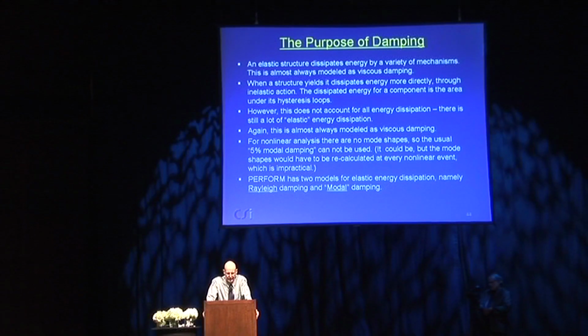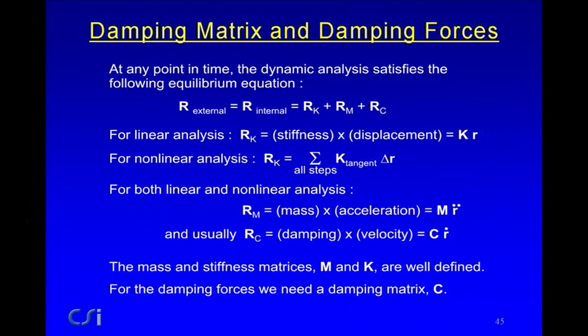It's not necessarily a good idea anyway, quite apart from that. So we can't use the old 5% modal damping. We have to use something else. And Perform has two models. One is Rayleigh damping, and the other is modal, quote-unquote, damping. Let's look at the damping matrix and the damping forces just initially.